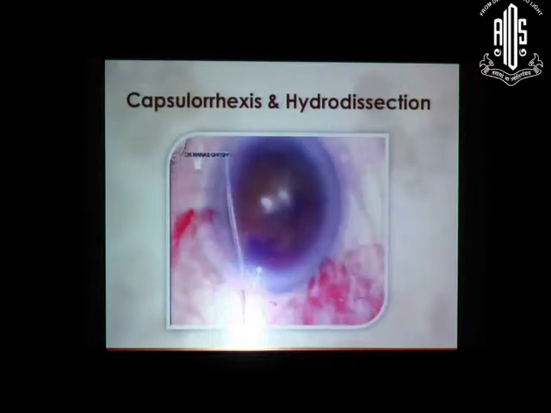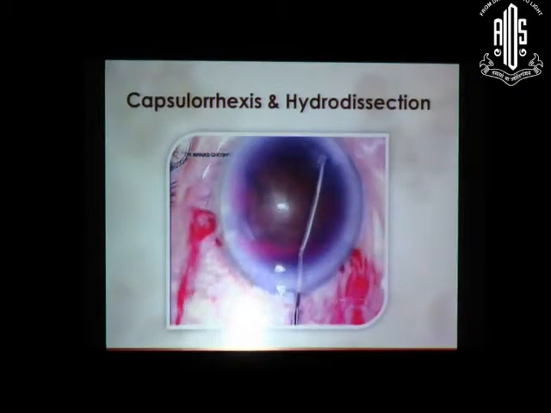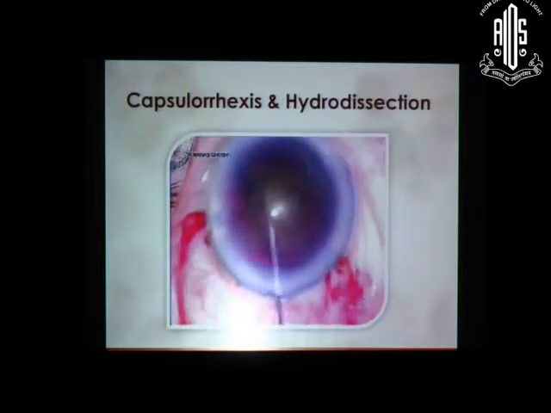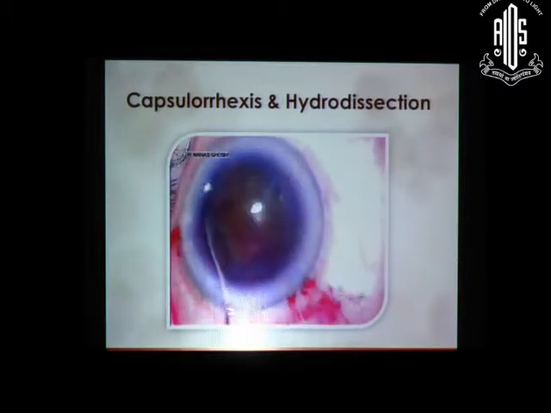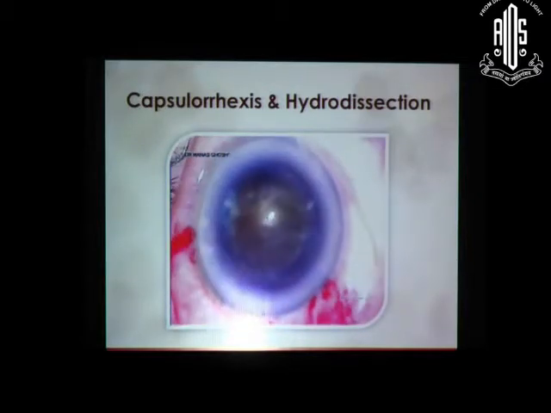And hydrodissection should be minimal because we are expecting a huge nucleus, which is occupying almost the full bag. So hardly there is any space. If you inject a large amount of fluid, there is chance of blowout of the posterior capsule. So hydrodissection should be very careful. Before you inject the fluid, take out the viscoelastic and put a small amount of fluid into the capsular bag, and that will be sufficient.